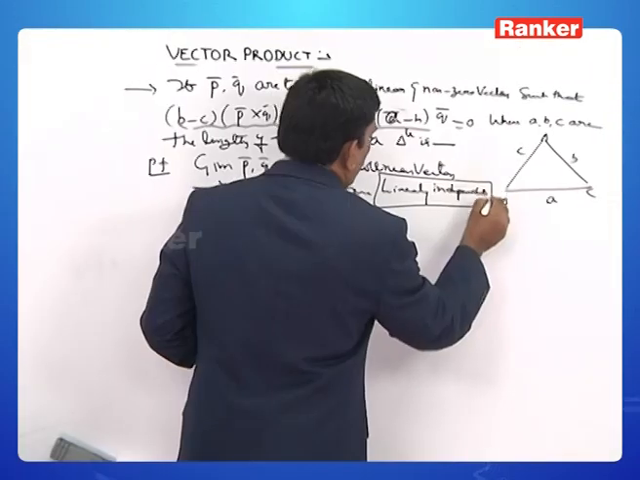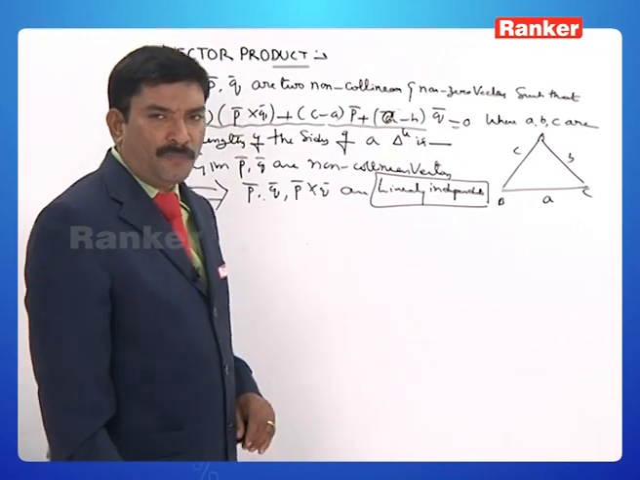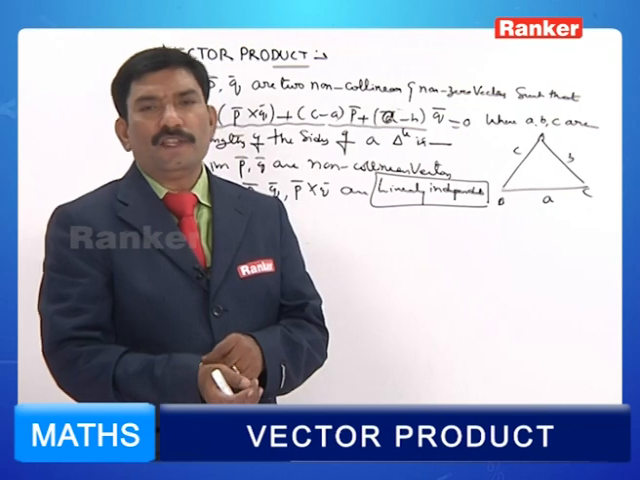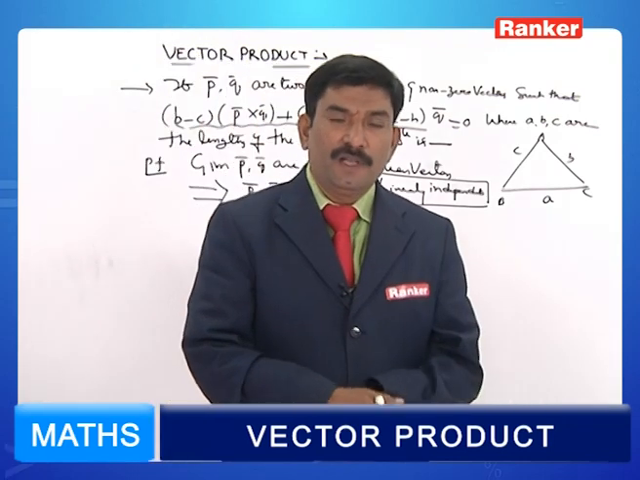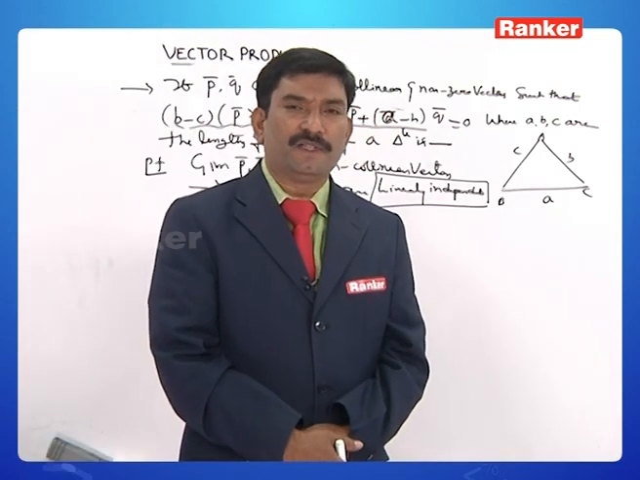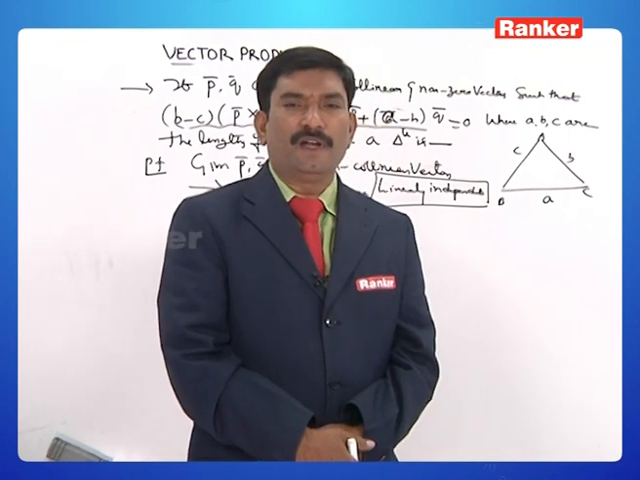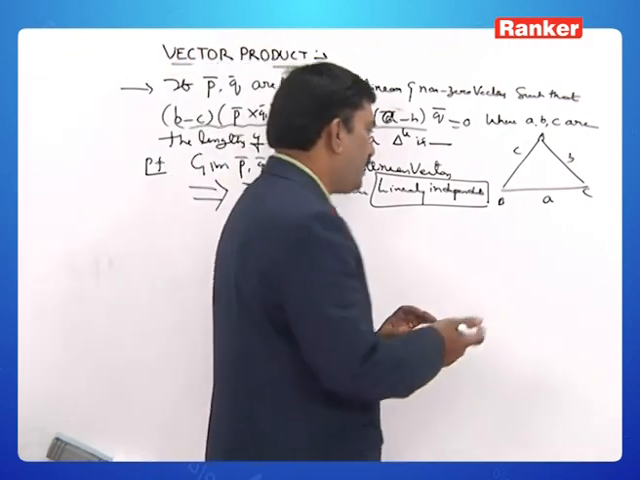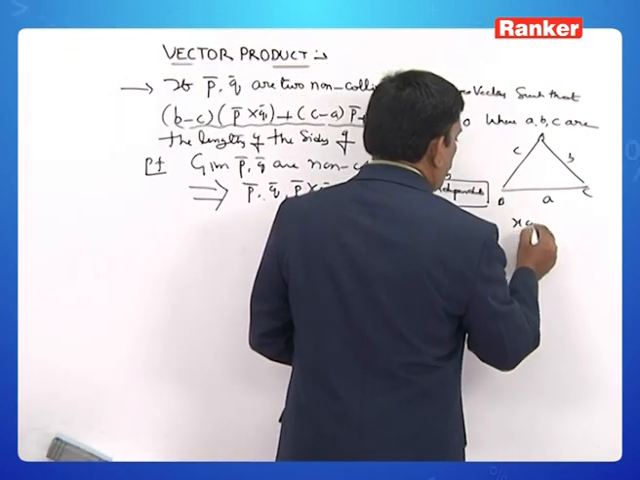What are they? Linearly independent. We come across two types of definitions. One is the linear combination method, the other is the determinant method. For linearly independent, the determinant is not equal to 0. For linear combination of vectors, let us recall the definition of this.